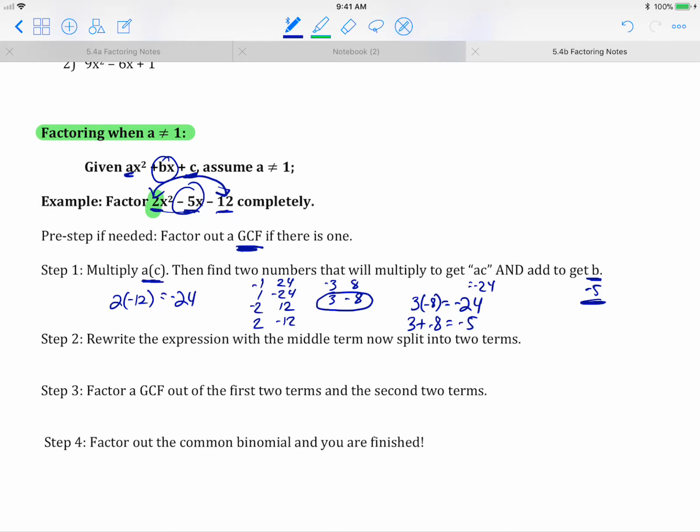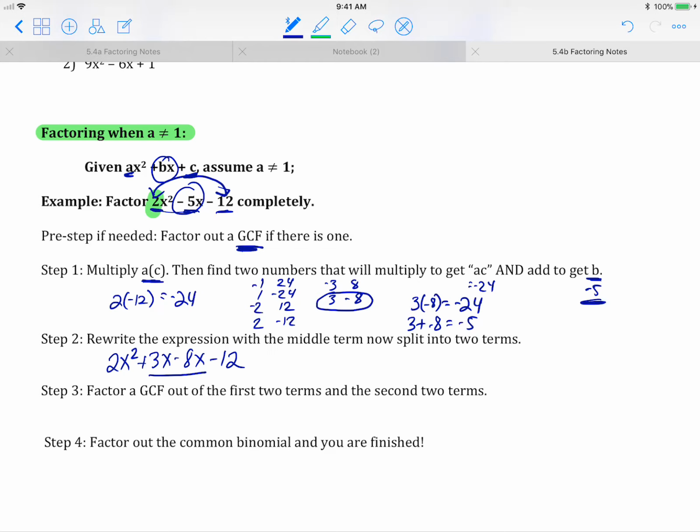So now I'm going to rewrite the expression with the middle term split into these two terms. So 2x squared, just bringing it down. But instead of writing negative 5x, I'm going to write 3x minus 8x. Do you guys agree that's actually negative 5x? Yes, but I've represented it in such a way that it's going to allow me to factor this expression. And I'm going to bring down that negative 12.